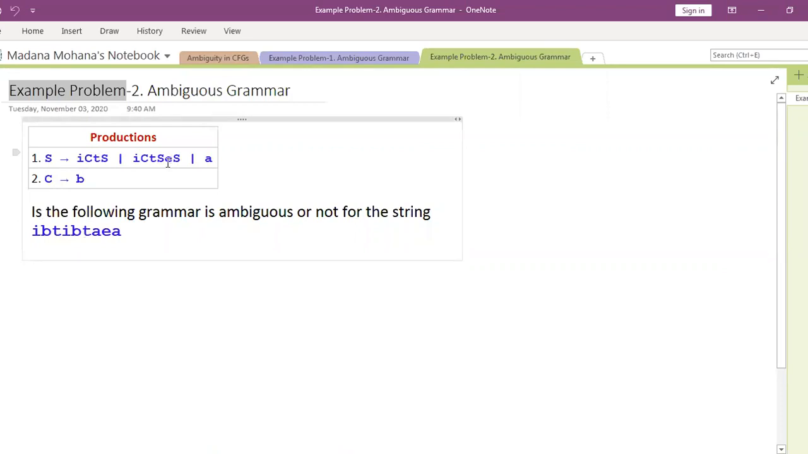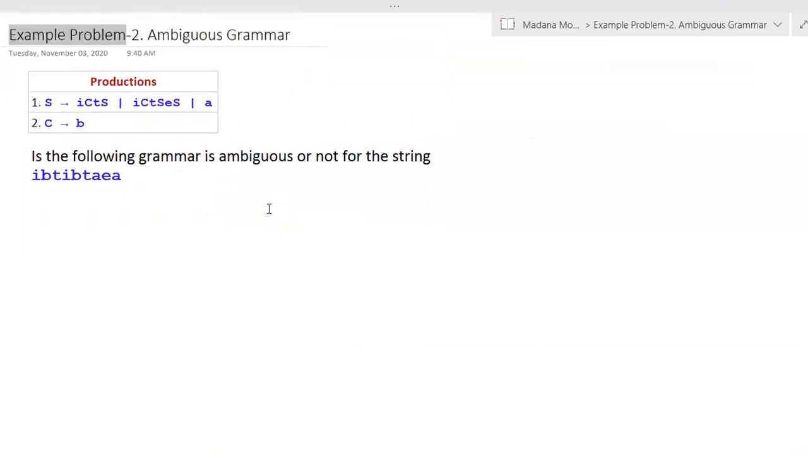Either proceeding with leftmost derivation, then you can find two leftmost derivations, or proceeding with the rightmost derivation, then find two rightmost derivations. If this condition satisfies, then we can say the given grammar is ambiguous grammar. Now let us solve this one also.